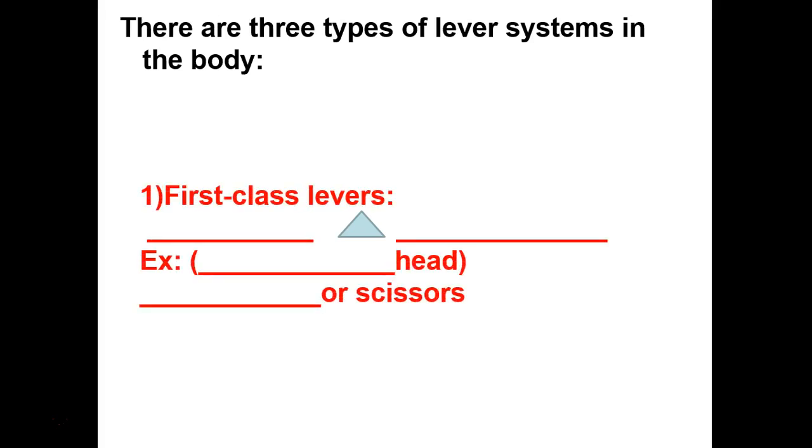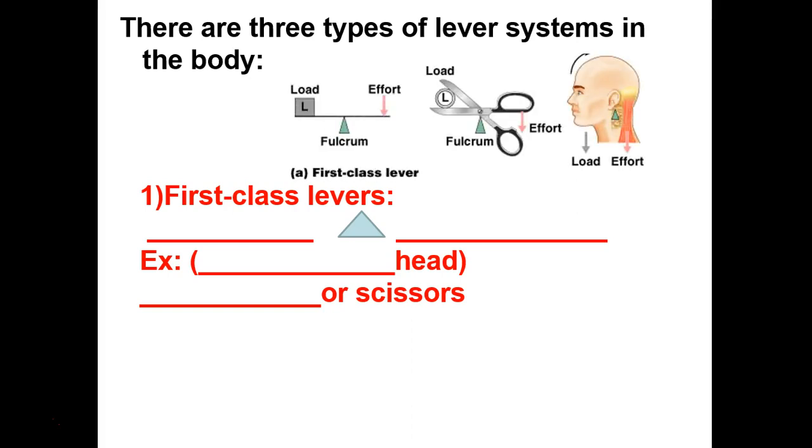The first class lever system has the fulcrum in the middle. Look at the examples. A teeter-totter is a classic example of the first class lever system, where the fulcrum is in the middle and the load and the effort are on the opposite sides. Scissors are also a good example of this first class lever system. In your body, an example would be when you hyperextend your head. The muscles of the back of your neck are going to pull your head backward, pivoting on the atlas and the condylar process.